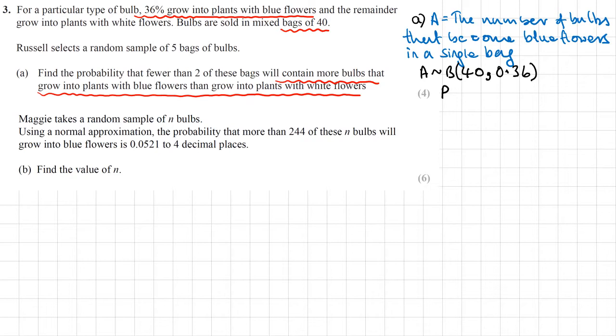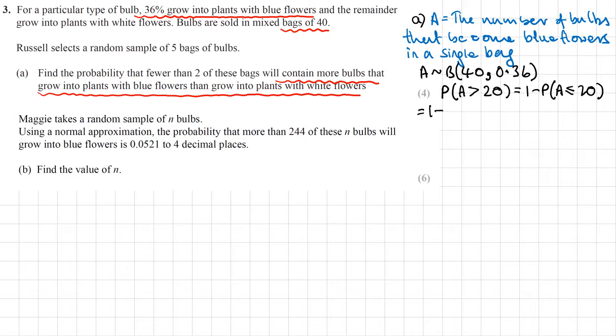And I want to find the probability that more in a single bag grow into blue flowers than white flowers. So if in a single bag there are 40, more than half means more are going to be blue. So more than 20 means that more of them are going to become blue. So the probability that it's more than 20 is 1 minus the probability that A is less than or equal to 20. So I'll work this out on a calculator.